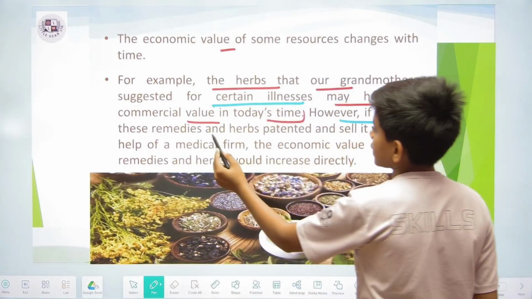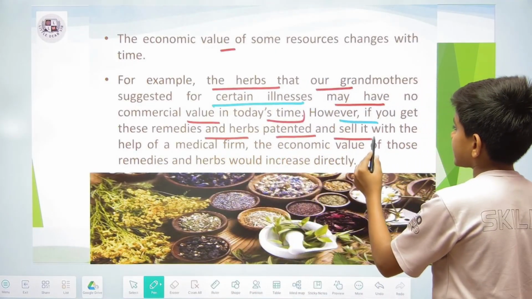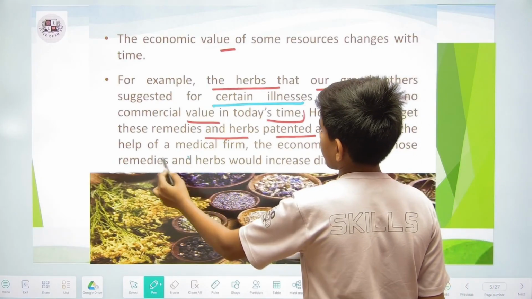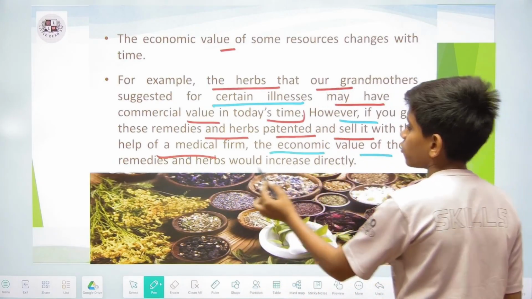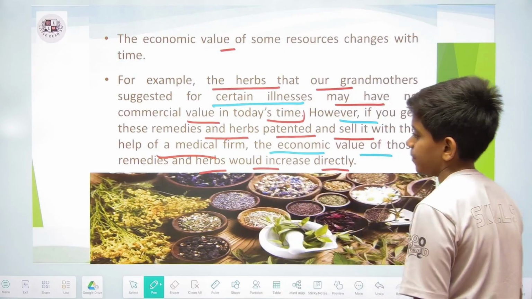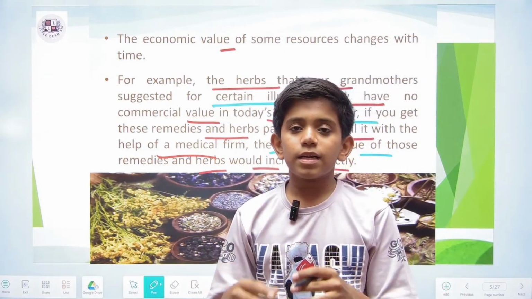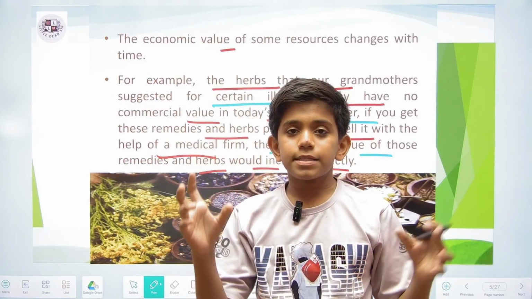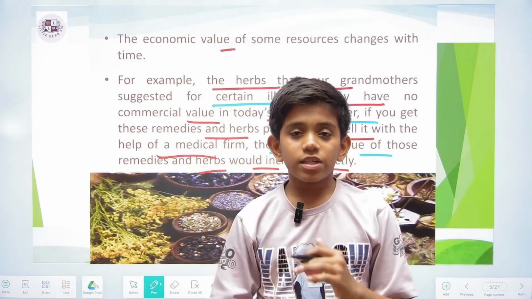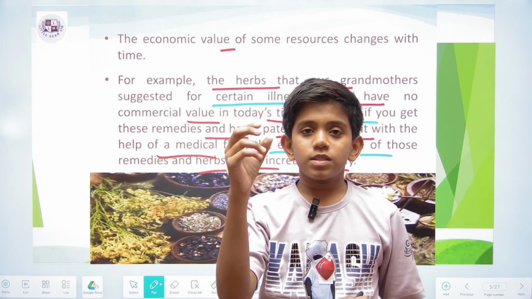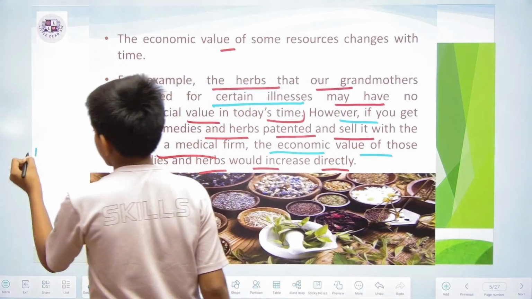However, if you get these remedies and herbs patented and sell them with the help of a medical firm, the economic value of those remedies and herbs would increase directly. Let's take an example. You have a cough, your grandmother gave you a remedy that takes some tulsi leaves, crush them, make a small juice of it and drink. First is your remedy.